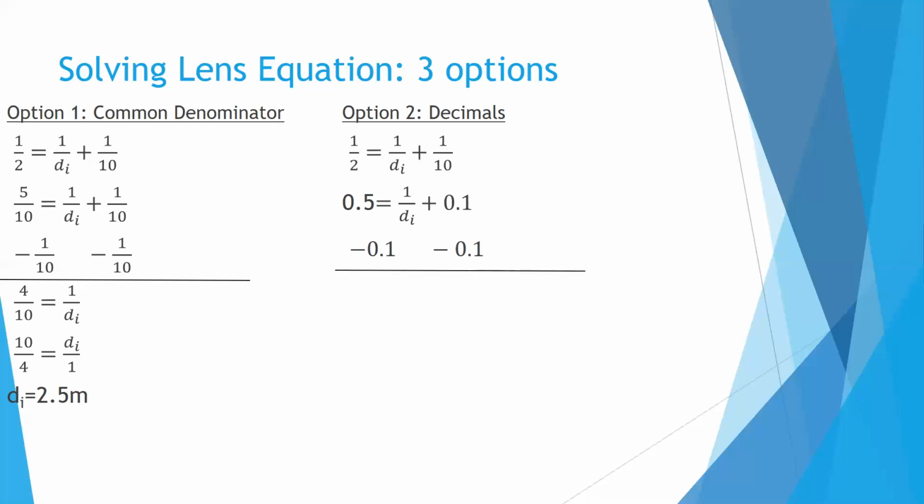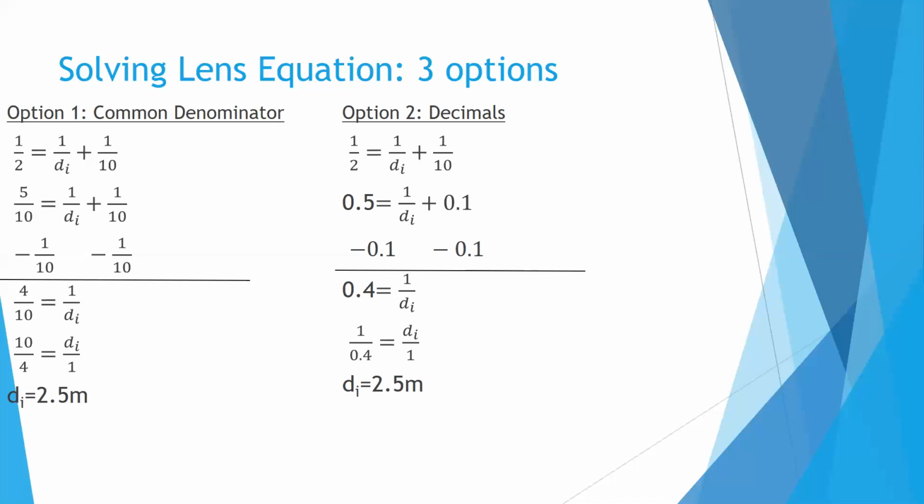0.5 minus 0.1 gives you 0.4. Once again, that's not your final answer. 0.4 equals 1 over DI. So you've got to flip both sides over, take the reciprocal. Remember, 0.4 has an assumed denominator, 0.4 divided by 1, which is 0.4. So if you flip it over, it would be 1 divided by 0.4 equals DI over 1. So if you do 1 divided by 0.4 in your calculator, you get 2.5 meters.